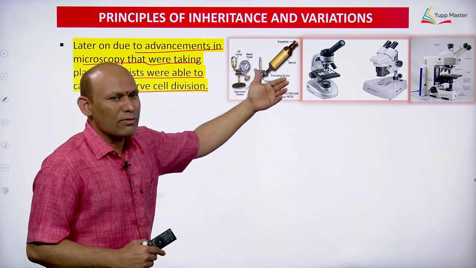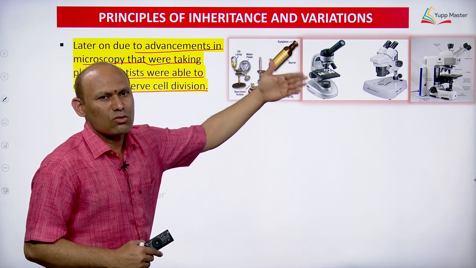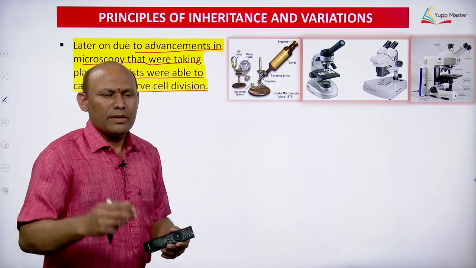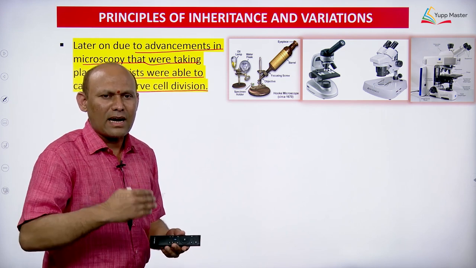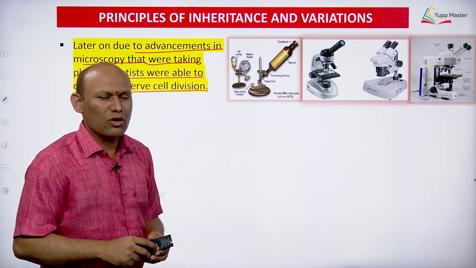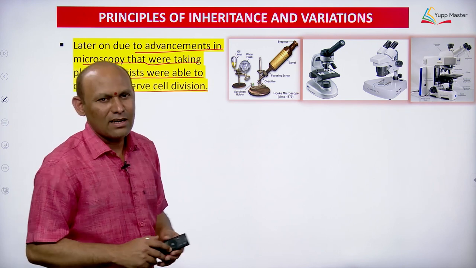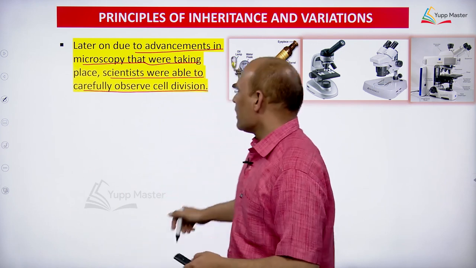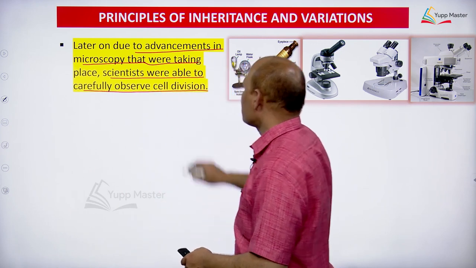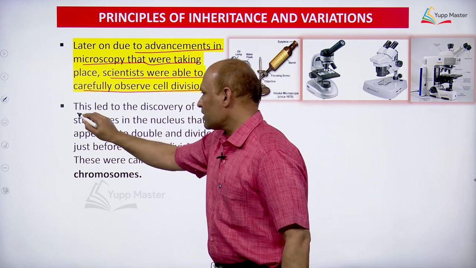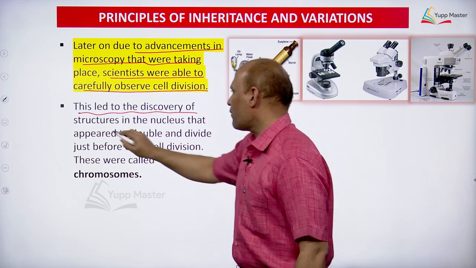Gradually, the compound microscope came, and now we have the electron microscope. So there is an improvement, an advancement in microscopy. Yes, because of this advancement in microscopy, scientists were able to carefully observe cell division, dear students. This cell division observation led to the discovery of what?